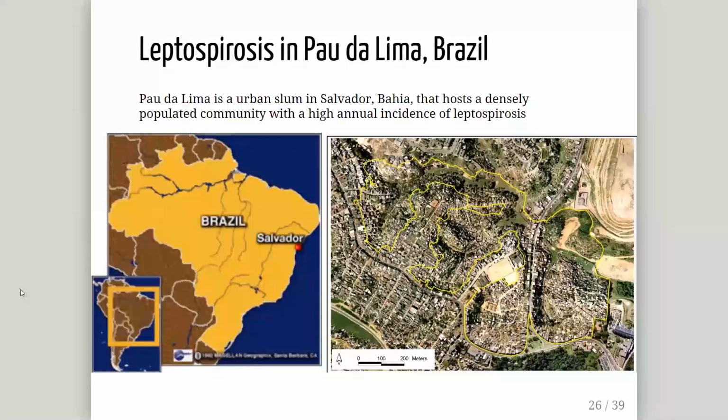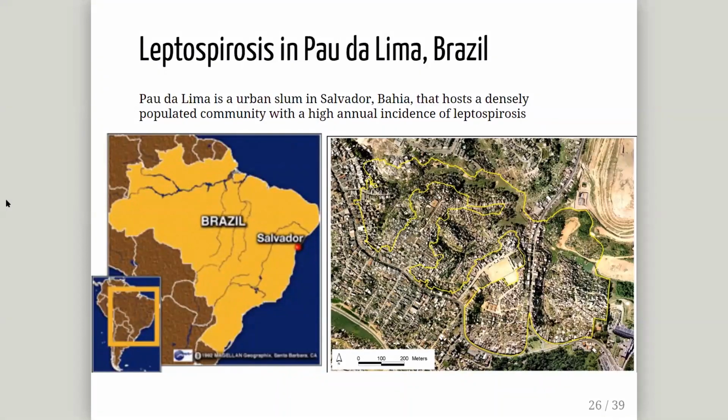We're going to study leptospirosis in Pau da Lima. Pau da Lima is an urban slum community in Salvador de Bahia in Brazil that hosts a densely populated community with a high annual incidence of leptospirosis. Here we have an aerial photograph. We can see that we have 4 valleys. In the bottom part of the valley, we have a lot of vegetation and we have the worst sanitation conditions. And the upper part of the valley are close to a main road, and here the sanitation conditions and the infrastructure are much better.